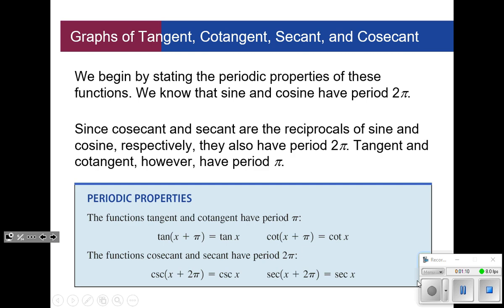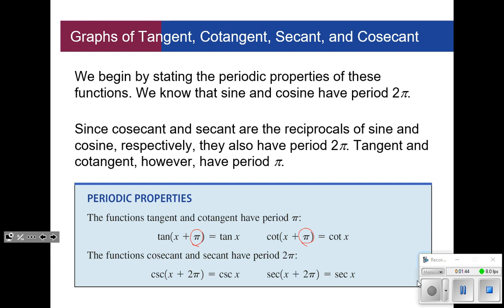The big thing they're talking about here in these periodic properties is that tangent and cotangent repeat every pi. That's their period. We learned in section 5.3 that sine and cosine, their graph repeats every 2 pi. You have to make a full cycle around the unit circle, 2 pi, in order to get one full complete cycle of the graph of sine or cosine.